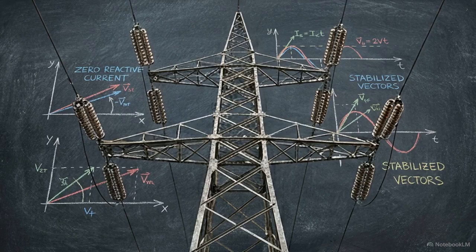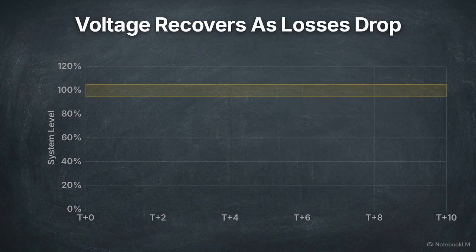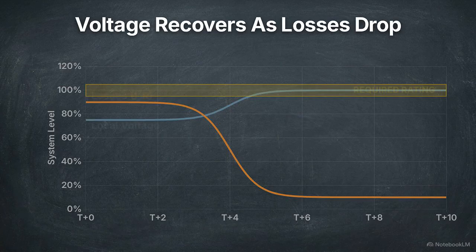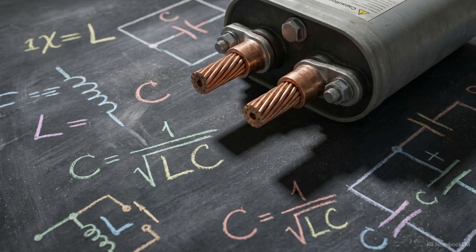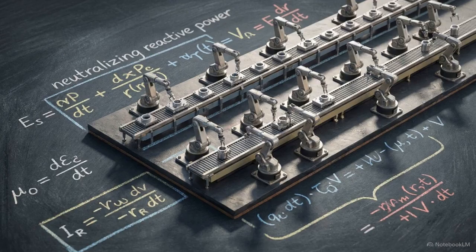Immediately, the regional transmission lines are cleared of the pulsating reactive current. With the excess current eliminated, the resistive line losses decrease, and the local voltage returns to its required rating. By pairing the mathematical opposites of inductance and capacitance at the point of consumption, engineers isolate the reactive power and neutralize the threat of voltage collapse.